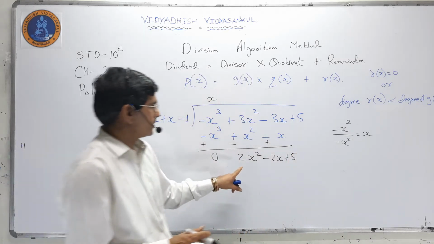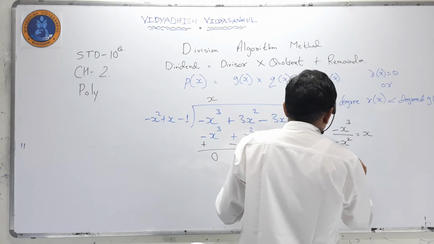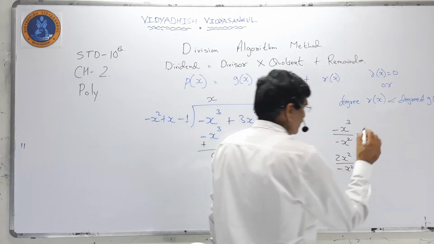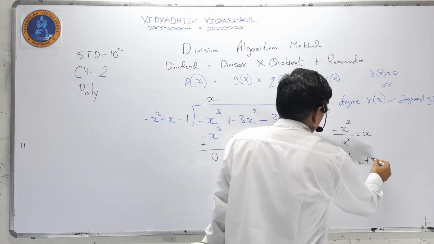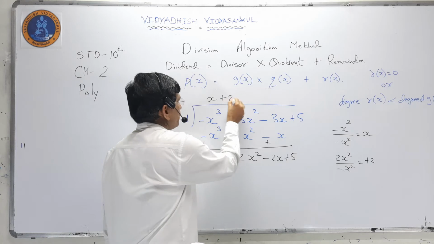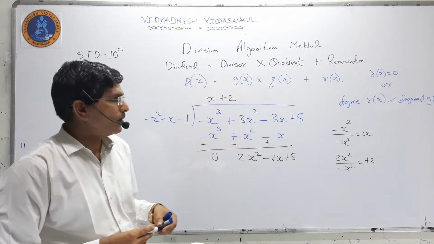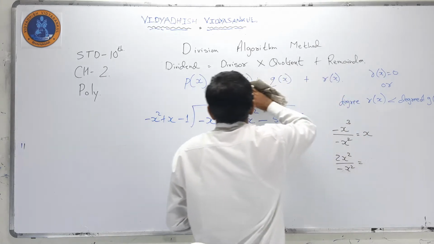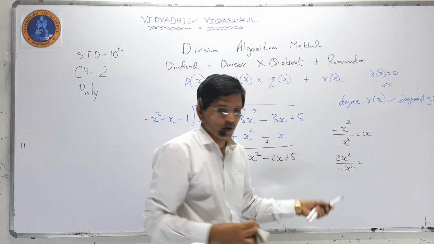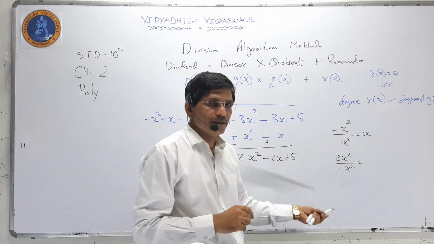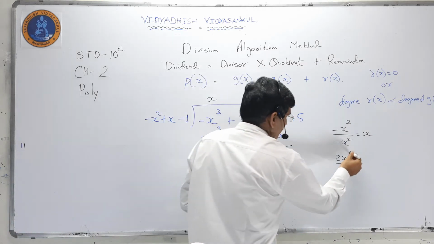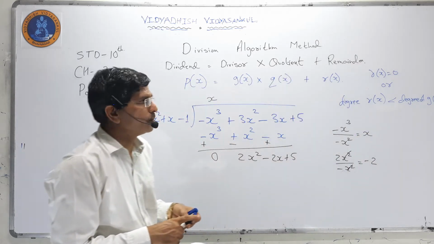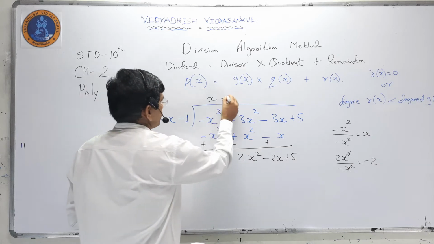Now again, same: 2x square divided by minus x square. So I have to write plus 2, sorry, here the negative sign is there. Why? Because if I divide it, x square is cancelled, but here it is minus 2. So I will write minus 2. So I have to write minus 2 here.